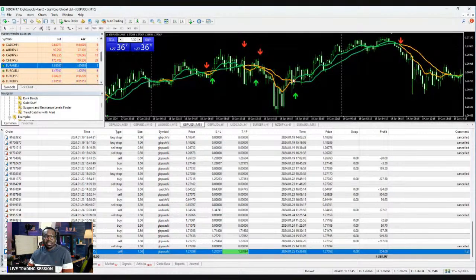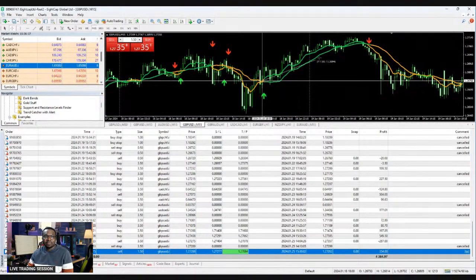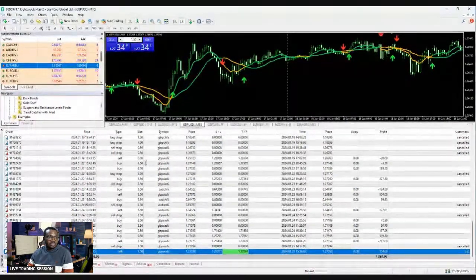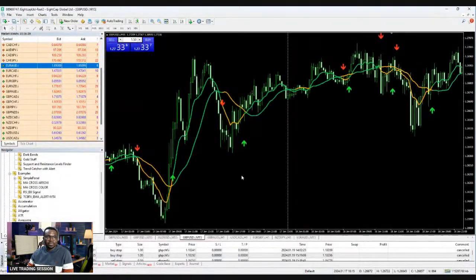Look at that buy there. Look at that before the crossover again. Look at that. That's 33 pips. Let me remove this whole thing. Let me remove this thing so you can see properly. Look at that.